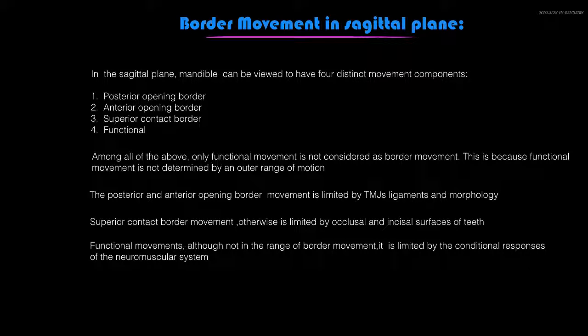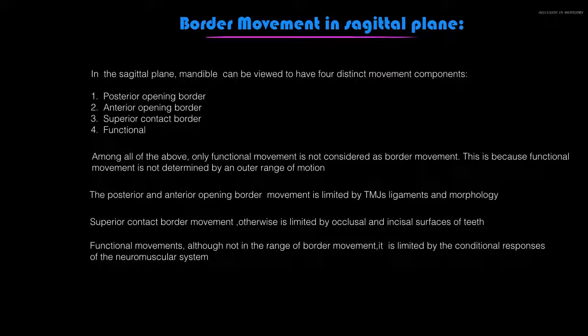Mandibular motion viewed in the sagittal plane can be seen to have four distinct movement components, which are: 1. Posterior opening border. 2. Anterior opening border. 3. Superior contact border. 4. Functional. Among all of the above, only functional movement is not considered a border movement. This is because functional movement is not determined by an outer range of motion.